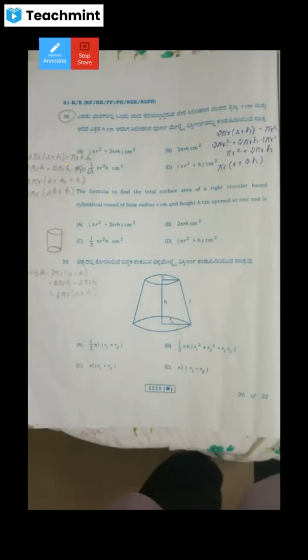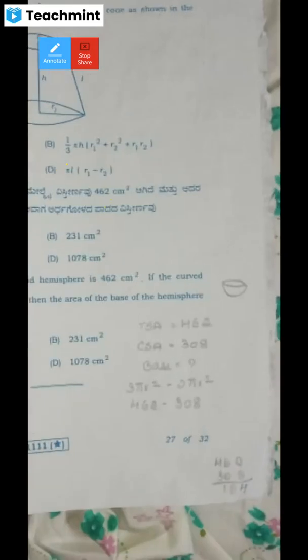So we'll move to the last but not the least question. The total surface area of a solid hemisphere is 462 centimeter square. If the curved surface area of it is 308 centimeter square, then see here, 3 pi r square minus 2 pi r square.